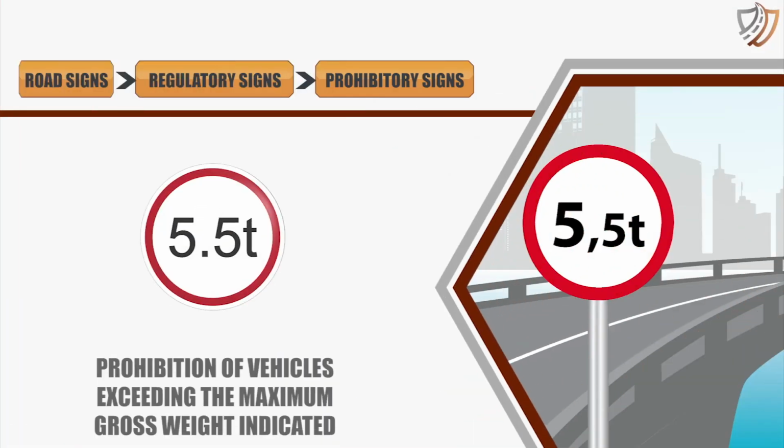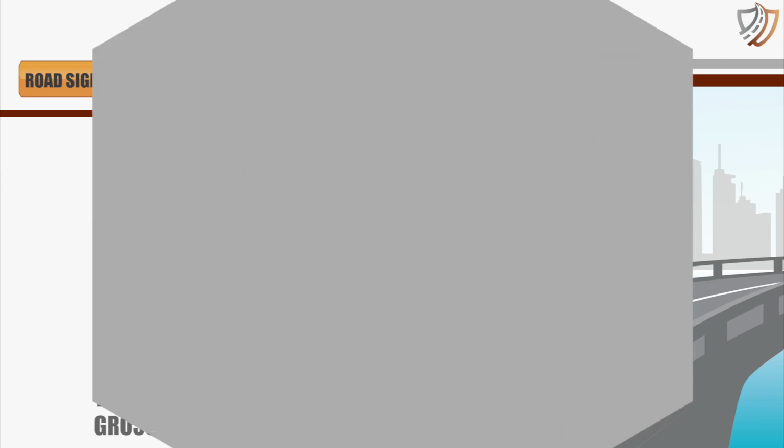Maximum weight limits. This sign illustrates that the vehicles exceeding the maximum gross weight indicated on the sign are prohibited. The gross vehicle weight is the maximum operating mass of a vehicle as specified by the manufacturer, including occupants and cargo. This sign is usually posted before bridges that cannot sustain the load.